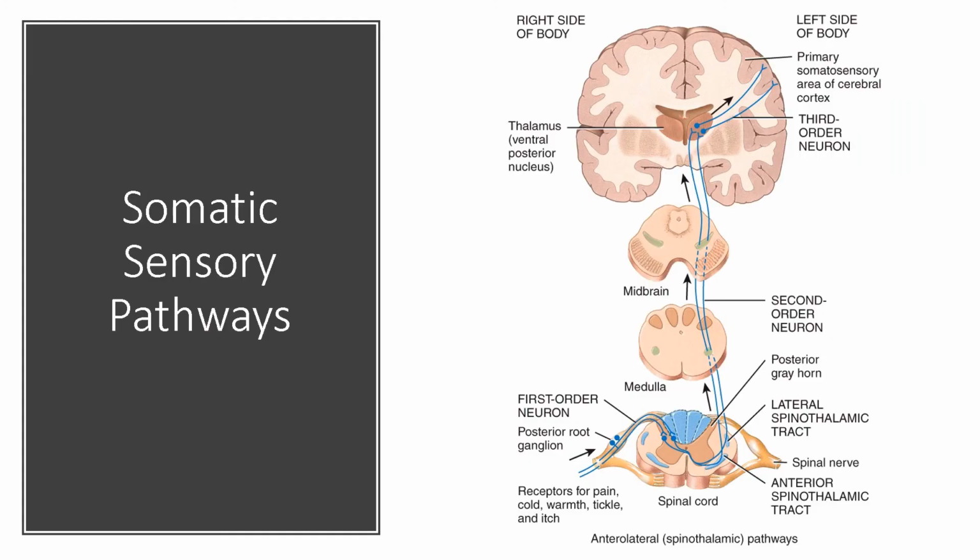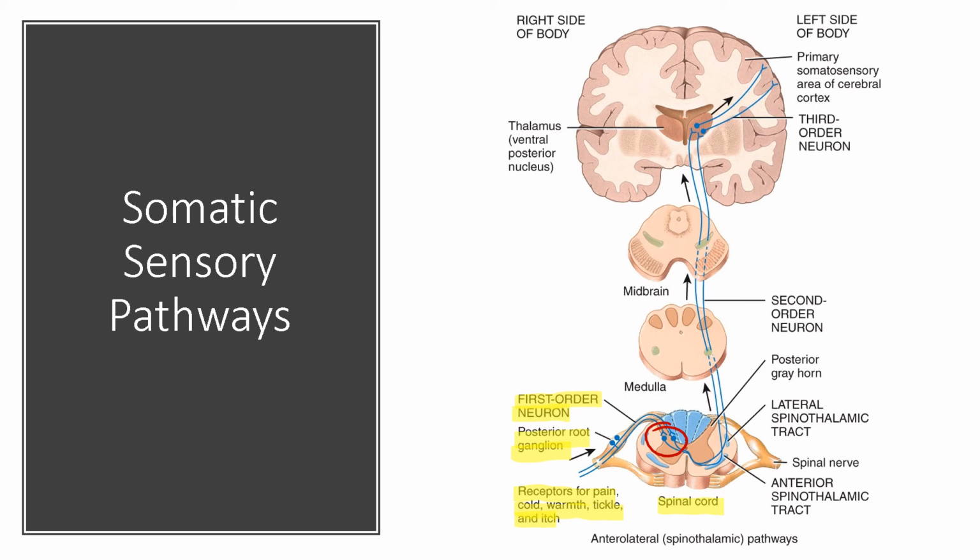Okay, so here we have those first order neurons labeled here. These connect to a receptor in the limbs, trunk, neck, or posterior head, and they come into the spinal cord. And you can see the cell bodies of the first order neurons are in the posterior root ganglion. And the axon terminals of the first order neurons will synapse with second order neurons very close to where they come into the spinal cord. So you can see they actually synapse right here.